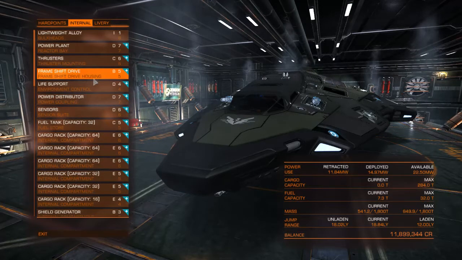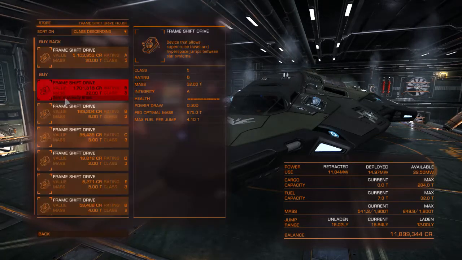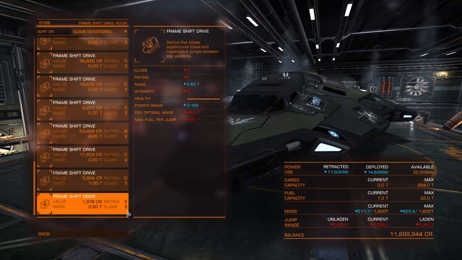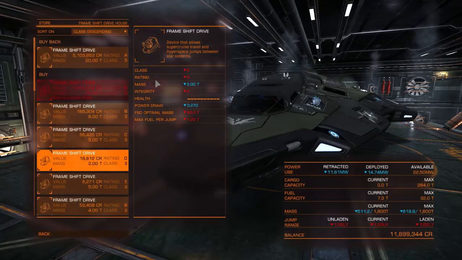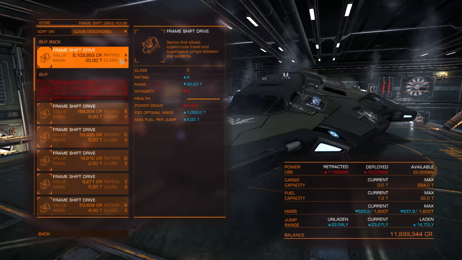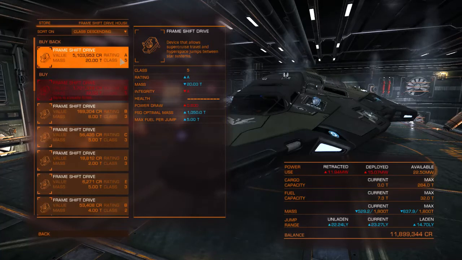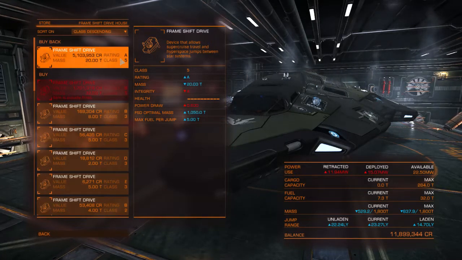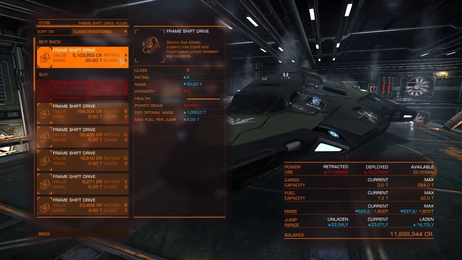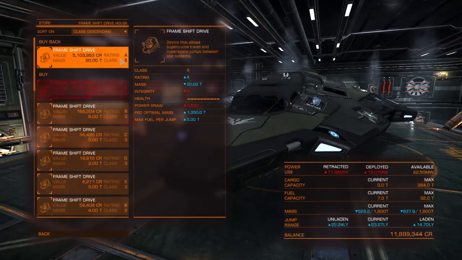So let's take a look at frame shift drives here. You can see we have rating and then class. Well, what does rating mean? Rating is basically the quality of the part. The higher the rating, the better it's going to be. So we have a rating A class 5 frame shift drive here. You can see it's going to allow me to jump further.